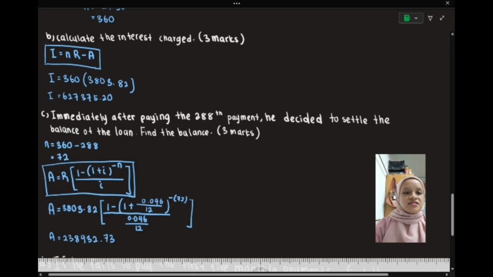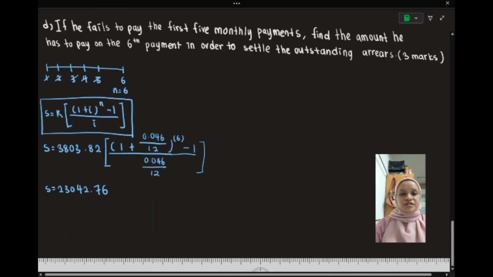Then for the next question, C. Immediately after the 288th payment, he decided to settle the balance of the loan. Find the balance. For this question, we need to find the N first. N equals 360 minus 288, and then we get 72. So 72 is our new N. We use the formula A equals R because the question asks us to find the loan. We fill it in as usual, but we must use 72. Then we get A equals 238932.73.